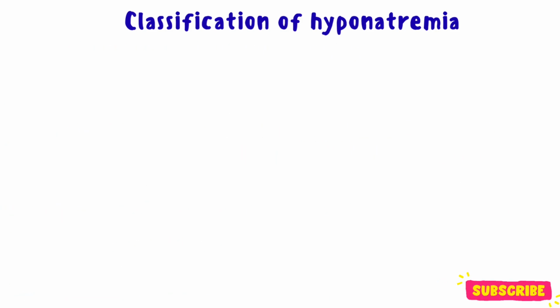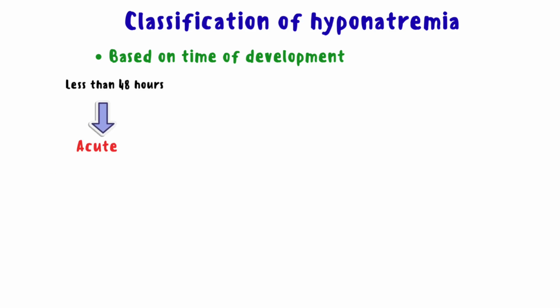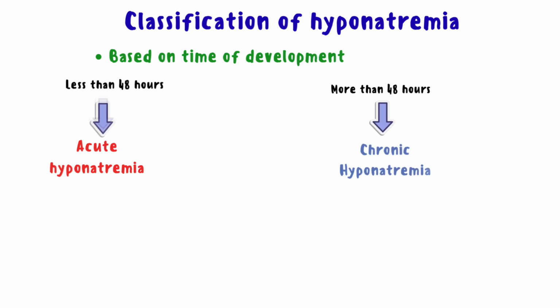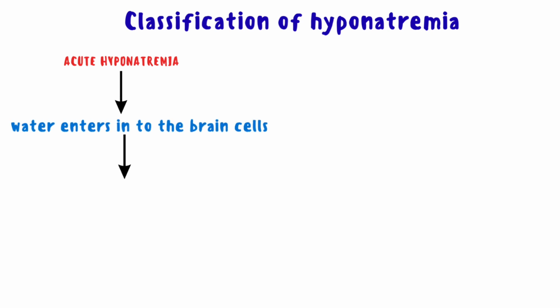Hyponatremia can also be classified based on the time of development. If it happens in less than 48 hours, it is classified as acute hyponatremia. And if it happens gradually over more than 48 hours, it is classified as chronic hyponatremia. Acute hyponatremia causes water to move into brain cells, leading to edema. Symptoms depend on the severity and speed of sodium fall.